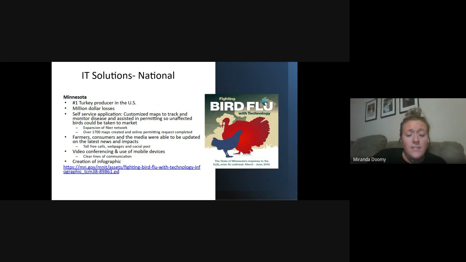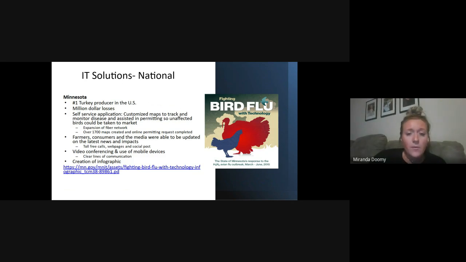What they implemented was a self-service application that was a tracker system that looked like a map where the farmers and producers could update information in real time, and it also helped with tracking unaffected and affected birds being taken to market. The farmers, consumers, and the media were able to be updated on the latest news and impacts through toll-free calls, web pages, and social posts. And then they were able to have more clear lines of communication.